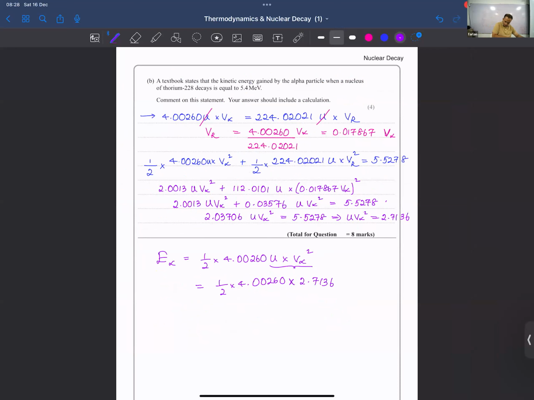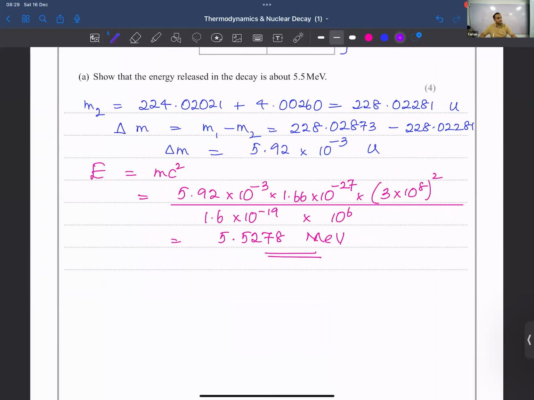Those who did it, did you get this answer? No. What was it? 5.63? Definitely no. How is that even possible? The total energy released itself equals 5.5278, which is shared between the radium and the alpha particle. So definitely the energy of the alpha particle has to be less than that. Okay. So 5.43 is what I'm getting. What about the others? You did follow this method. No, different method. I'll give you another method.